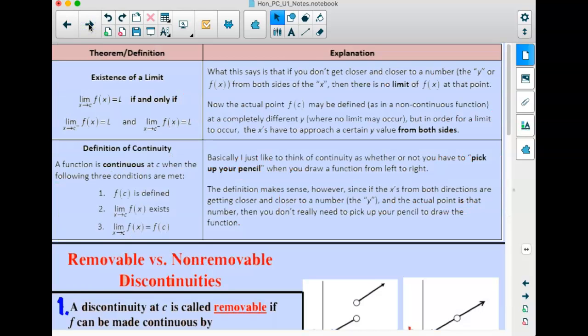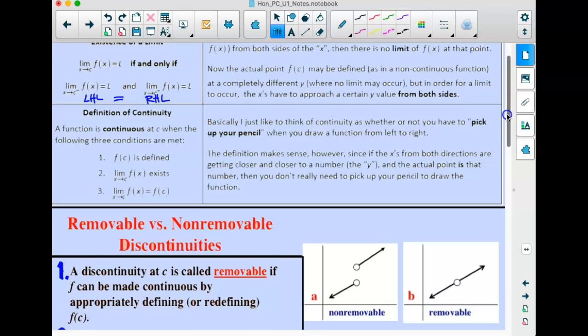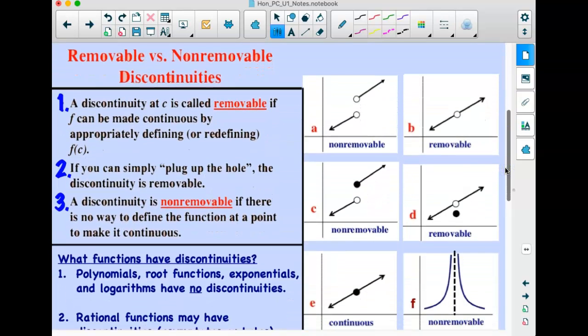So if a limit exists, it means that the left-hand limit and the right-hand limit are equal. If your left-hand limit and right-hand limit are equal, then you have a limit for a particular x value and a function. If you get closer and closer to a number, the y value, from both sides, then there is a limit. All right, so let's talk about when you have discontinuities.